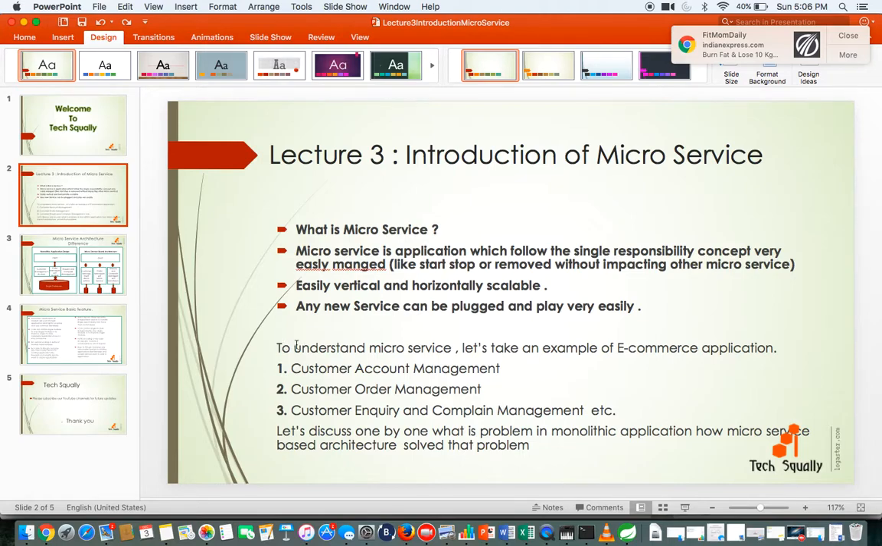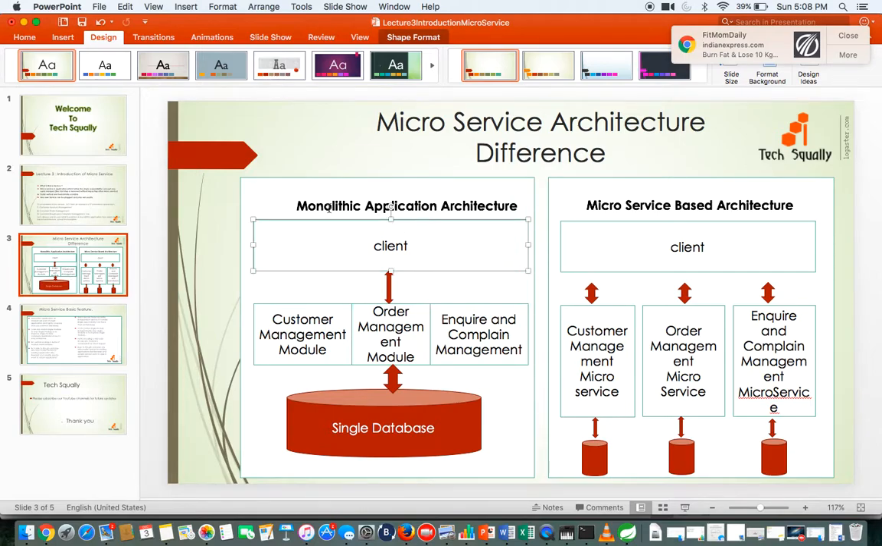Okay, to understand the microservice architecture, let's take an example of an e-commerce application. Generally, very famous modules in e-commerce applications are the customer account management module, the customer order management module, and the customer inquiry and complaint management module. So let's understand the architecture on the basis of these 3 application modules. On the left side I have designed the monolithic application architecture and on the right side I have designed the microservice based architecture.